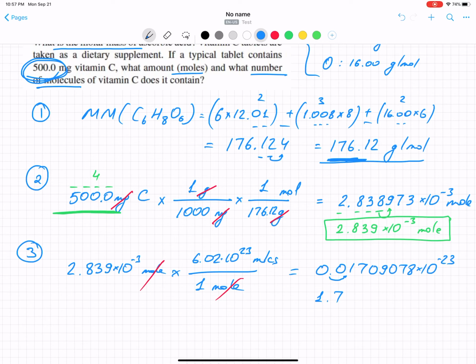So which ones are we going to take? We're going to take 1, 7, 0, and 9. 1709, yes. And after that you're going to write here 9. You don't need to round the 9. Since you moved the decimal twice, the exponent will increase to 21, and this will be the number of molecules.